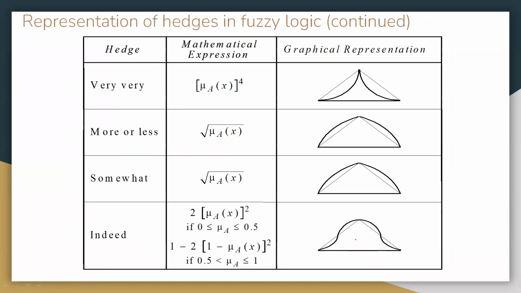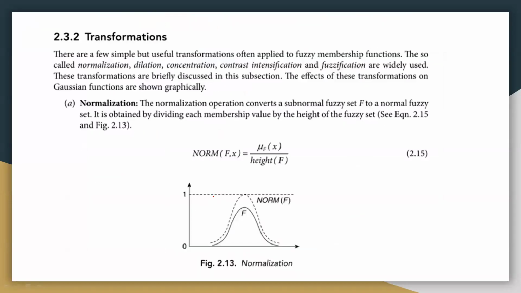Now, if you have more or less, somewhat, or indeed, the pointed feature goes away and it becomes more rounded. Here we are raising it to a power and there we are reducing. So we take the square root maybe, or something even lesser than that. Some of the transformations are shown here. The common ones that we usually use are the second and the third one. I'll discuss that. Some of the possible transformations are normalization, dilation, concentration, contrast intensification, and fuzzification.